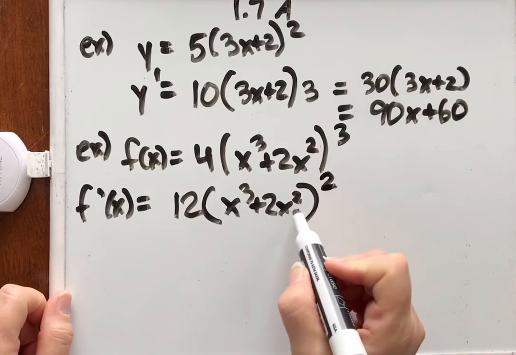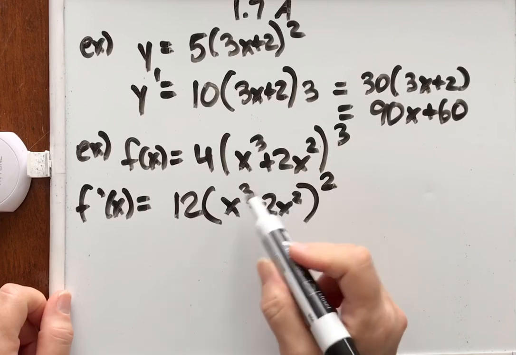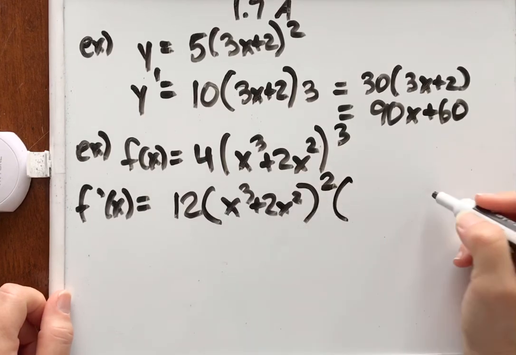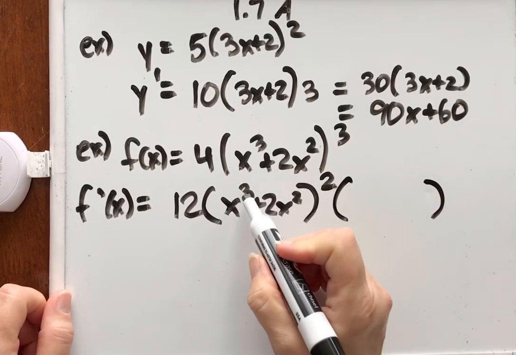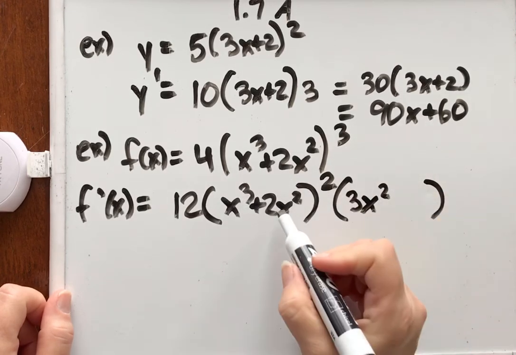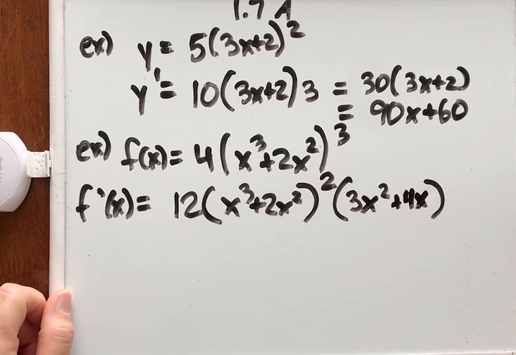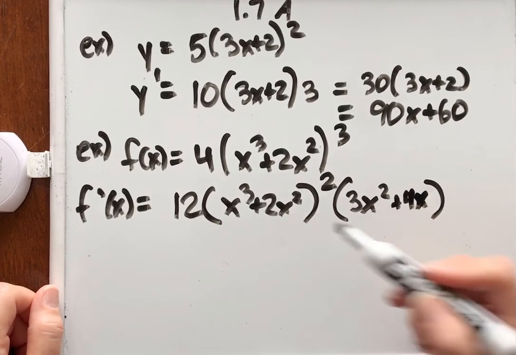Now what are we going to do in here? That's right, we're going to take the derivative of the inside. The derivative of x cubed is 3x squared, and the derivative of 2x squared is plus 4x. Okay, that's good enough. We're not going to have to go ahead and square all this right now.